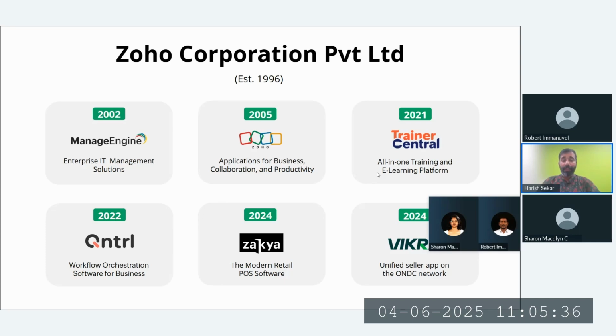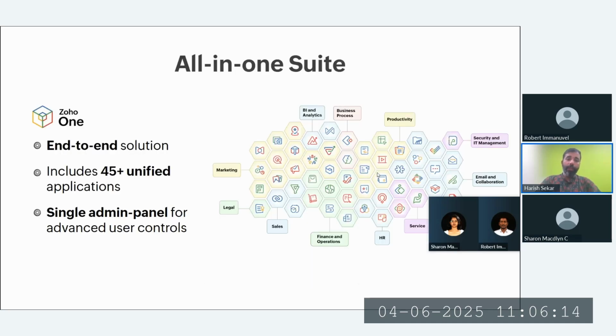Established in 1996. 2002 is when ManageEngine started, and ManageEngine Log360 Cloud falls under the brand of ManageEngine. Zoho One falls under the Zoho portfolio, established in 2005. And then we've got Trainer Central, Q Central, Zakia, and Vikra, right? All of this falls under Zoho. And today, the marriage is between ManageEngine and Zoho. We've been in business for a very long time, and all of our use cases are problems that we wanted to solve at Zoho Corp, right? That is where the integration comes in.